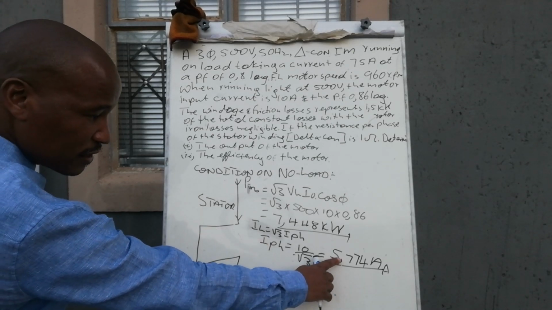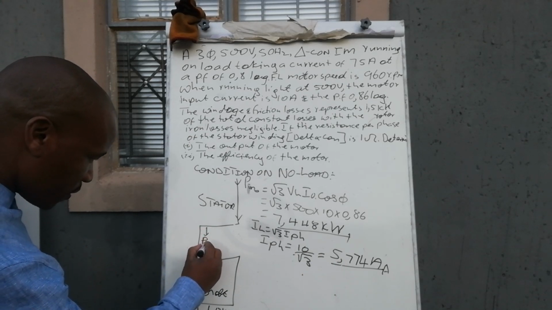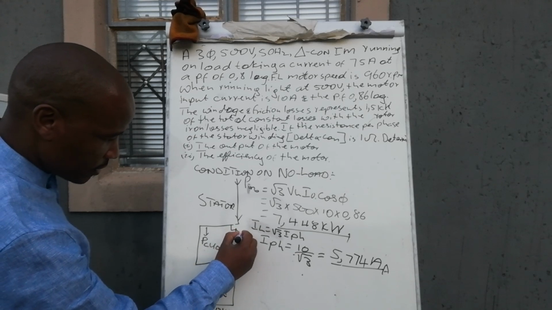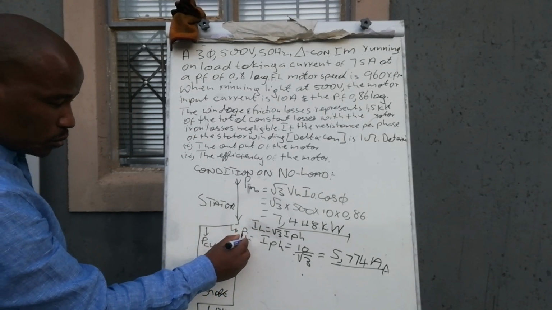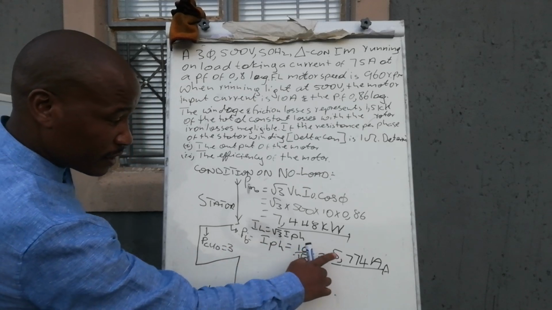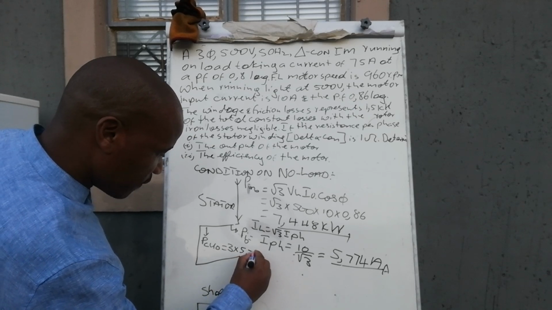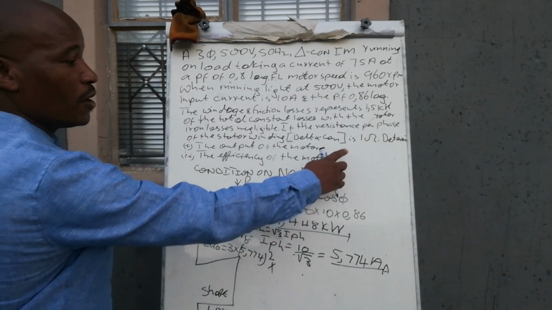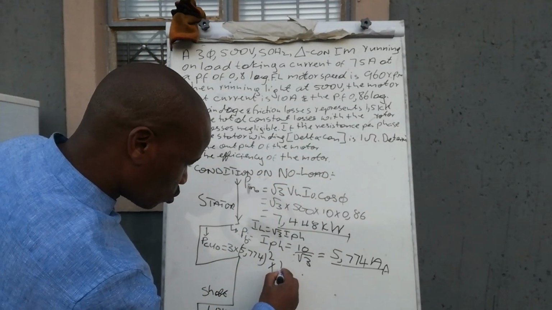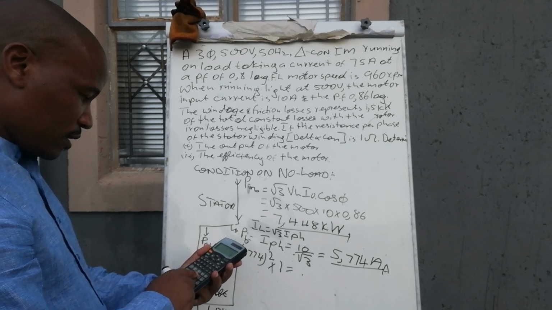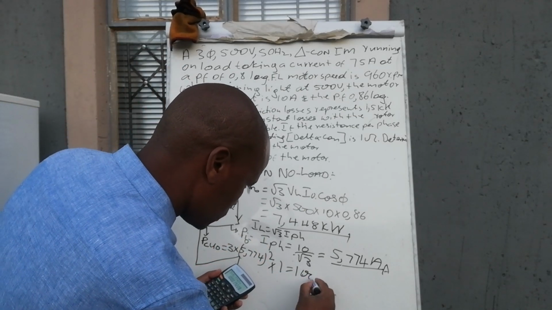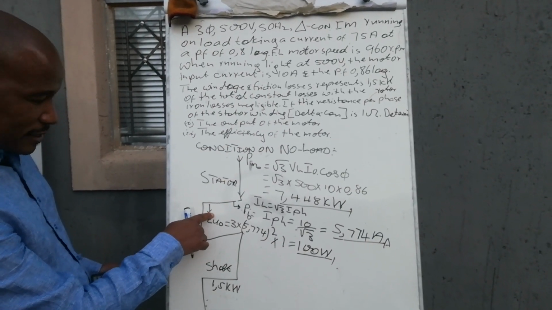Now that we've got the phase current, remember, the stator consists of the stator copper losses at no load and the iron losses at no load. Now the stator copper loss is equal to 3 multiplied by I squared R, which is 5.774 squared, multiplied by, you are given the resistance of 1 ohm, which is 1. It's equal to 3 multiplied by 5.774 squared, which is 100 watts. It's 100 watts there.